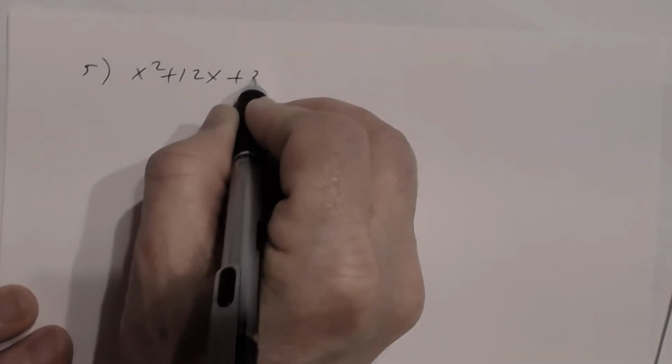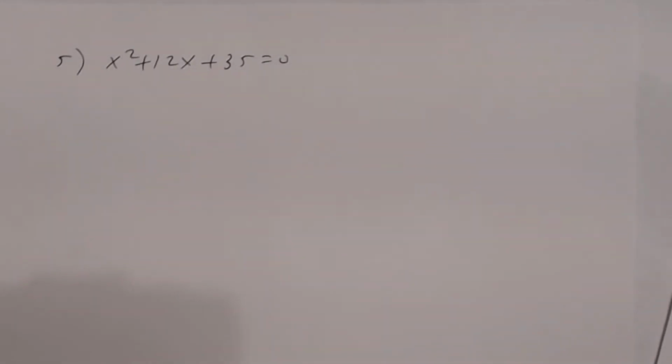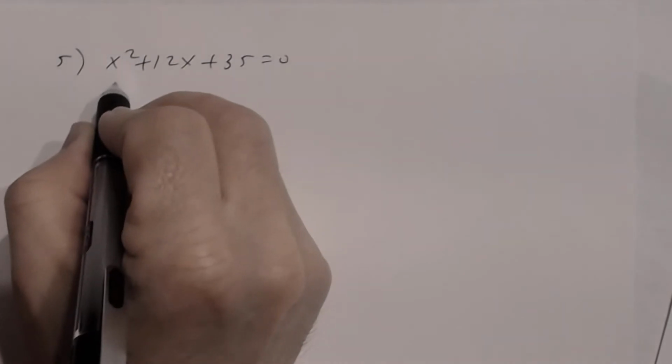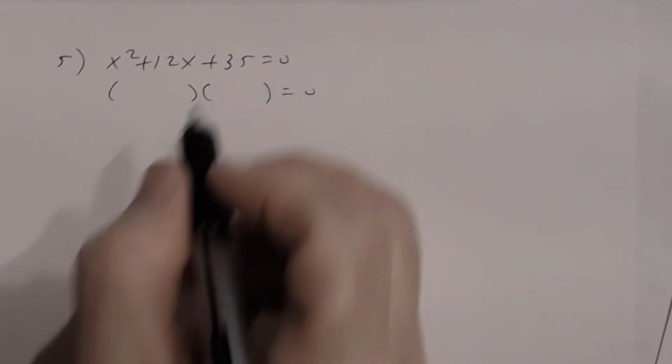All right, number 5. So let's suppose in number 5, I had this. Okay, so number 5, we have x squared plus 12x plus 35 equals 0. So notice it's already in standard form, right? So I'm going to go ahead and factor. The GCF is 1, so I'm going to go directly to the 2 binomials.